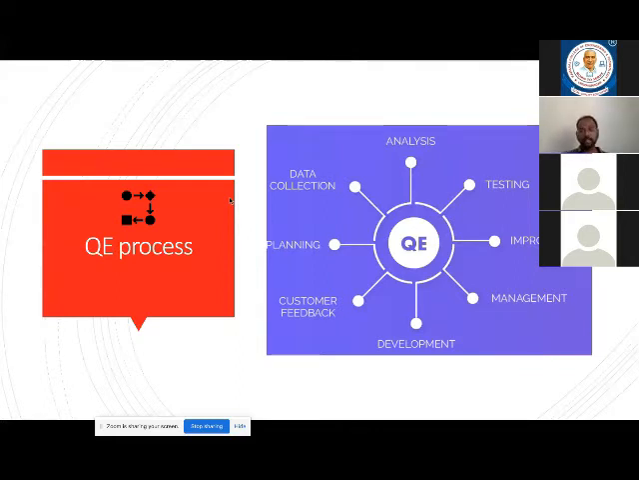So the QE process involves all of this together: analysis, testing, improvement, management, development, customer feedback. We saw how it has shifted in the World Quality Report, how customer satisfaction has played a major role. So it's one of the requirements for a quality engineer to also understand what the customer feedback is, how the customer has used it, how they find it usable, and he collects that data and then starts planning again from the initial phase, or he can improve it later on.